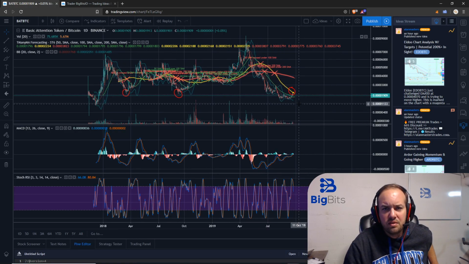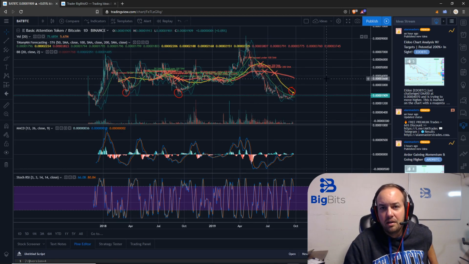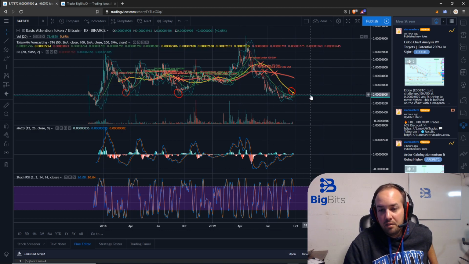Now, can some of these coins go to zero? Absolutely. Do I think the basic attention token, which Brave uses, the browser that I'm using right now, is going to go to zero? No, not at all, because there actually is a use case for that token, and they use it for their advertisements daily. People get paid or tipped in basic attention tokens. I am a Brave verified publisher myself.